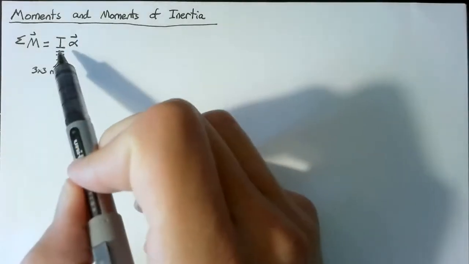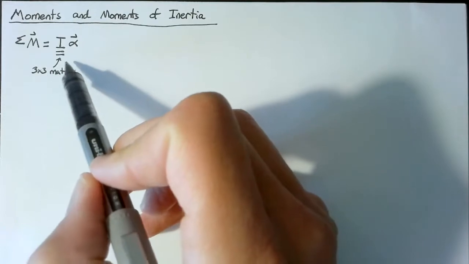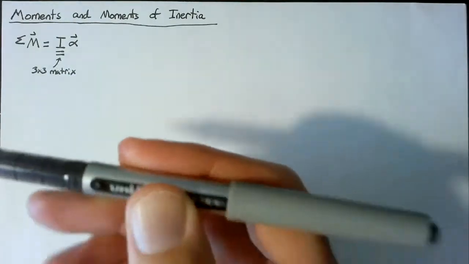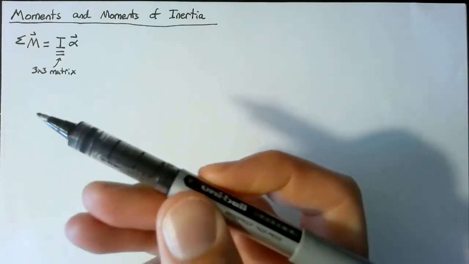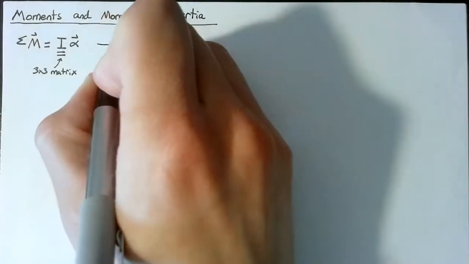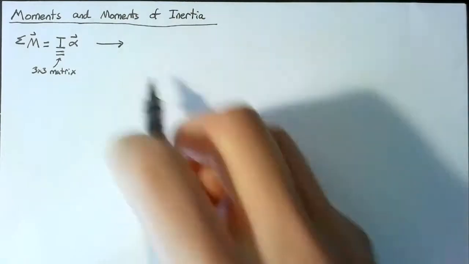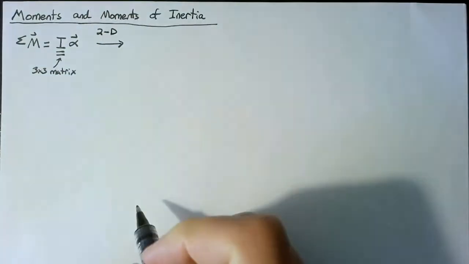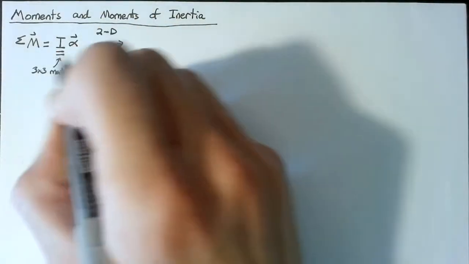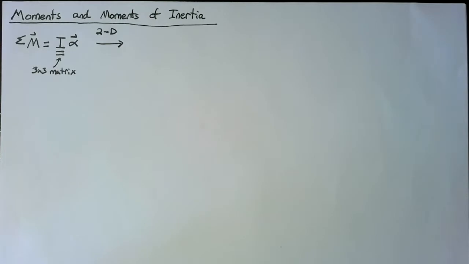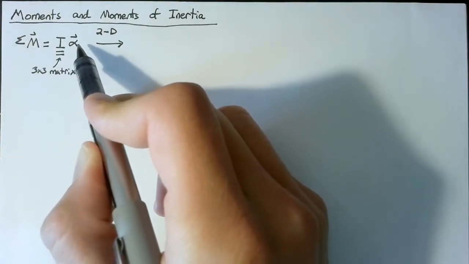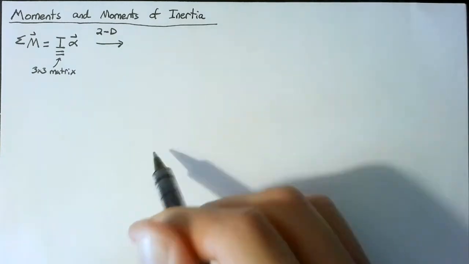So in general, we need a full 3x3 matrix in order to describe how the moments interact with the angular acceleration. However, if we restrict ourselves to rotation in 2D, then we can only rotate in one direction. We only have one axis of rotation. That means that we can get rid of two of the components of our acceleration and deal only with rotation about the k-axis, or the axis coming out of the board.